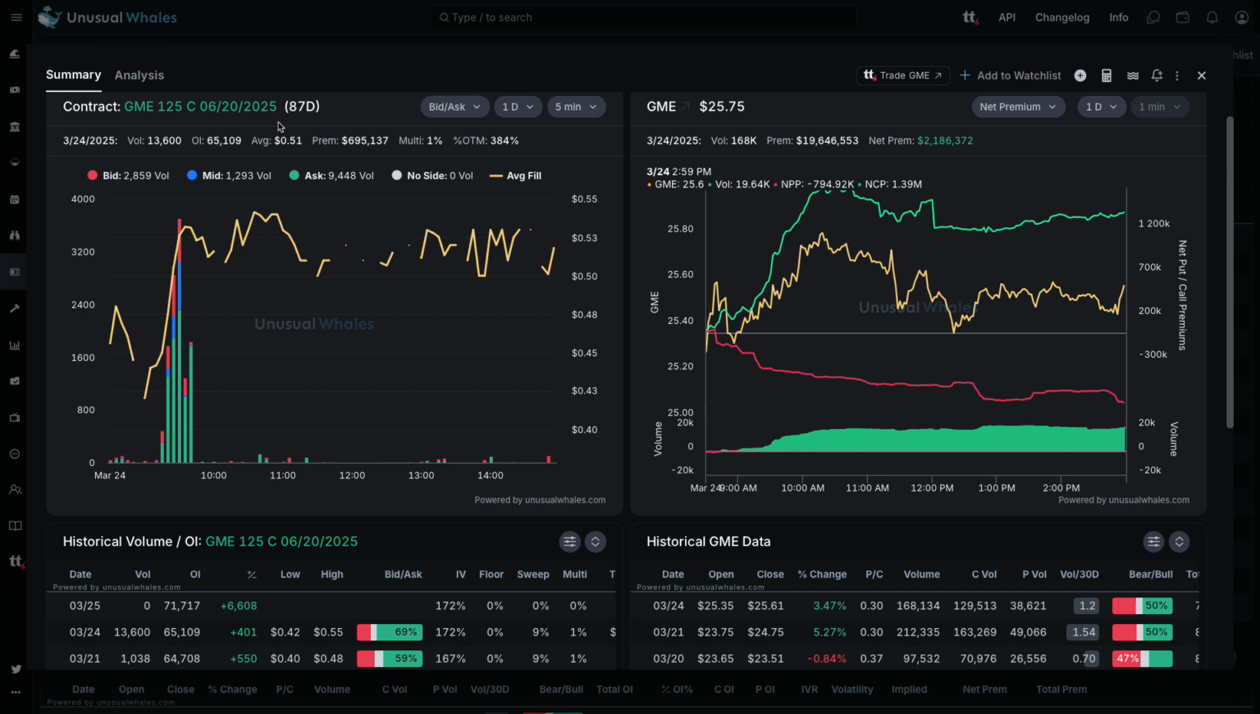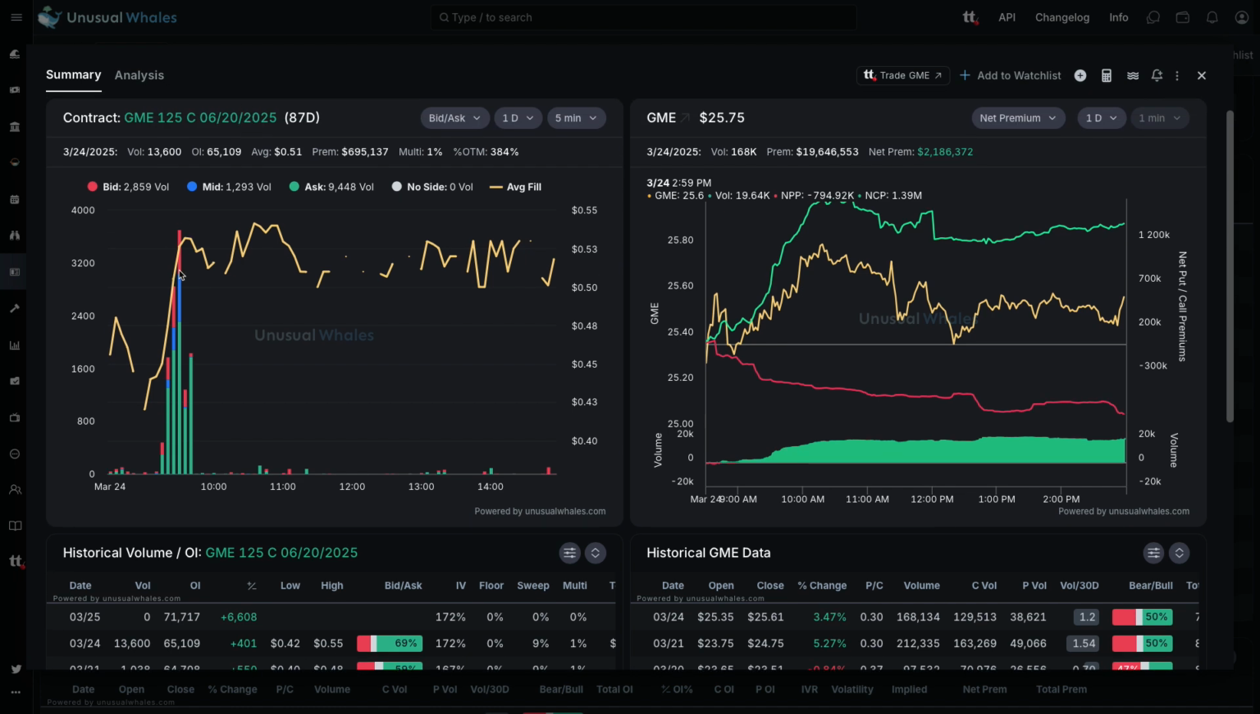Now, let's say, for example, this is just hypothetical, if GameStop closed at 125 or higher on June 20th, however many calls you sold, then your shares would more than likely be assigned at that $125 a share price level, and I'm sure you wouldn't have any problems letting your shares go at 125 each.